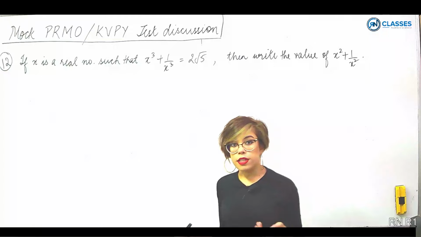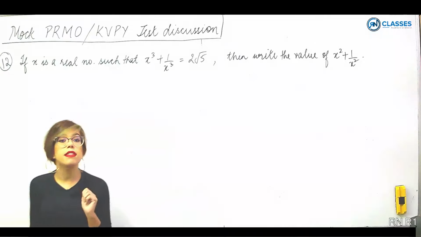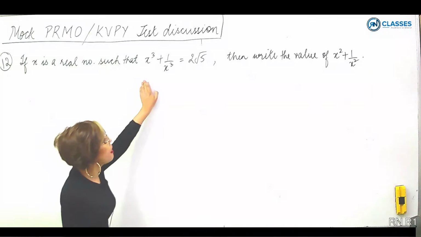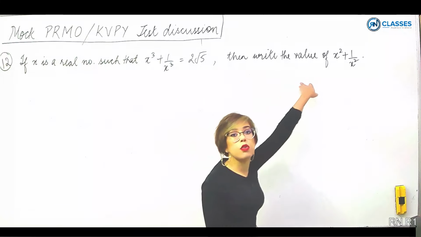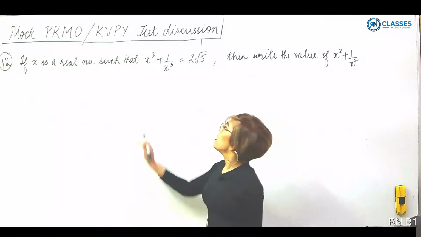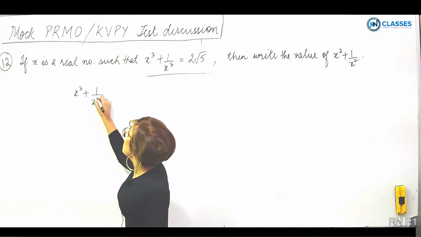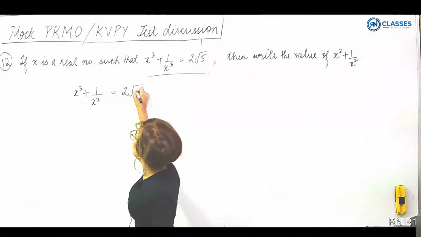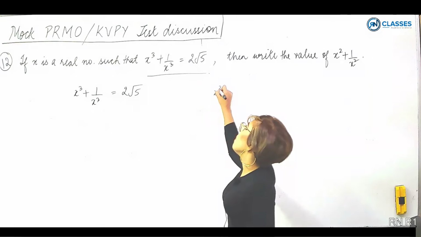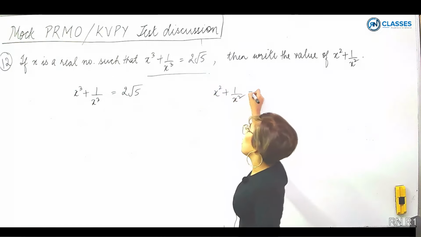Alright, on to the next one. Now he says if x is a real number satisfying this, then you need to write the value of x square plus 1 by x square. Somehow I have to use this, that x cube plus 1 by x cube is equal to 2 root 5, and then move on to x square plus 1 by x square.